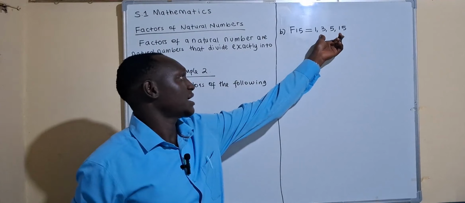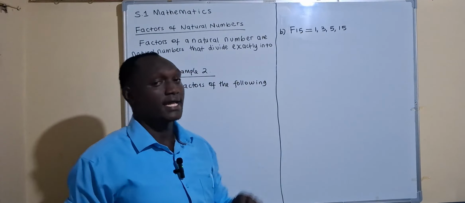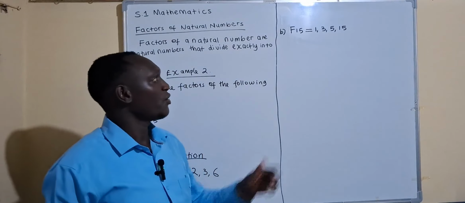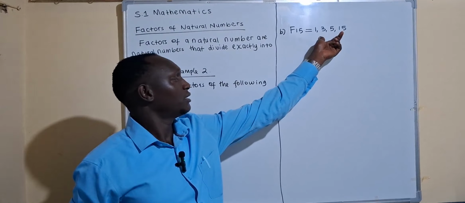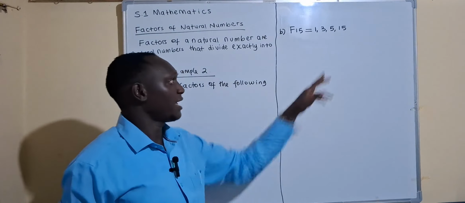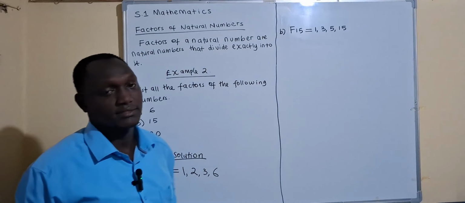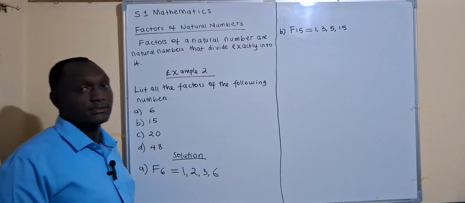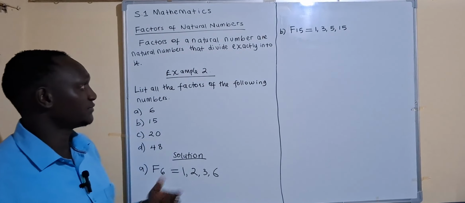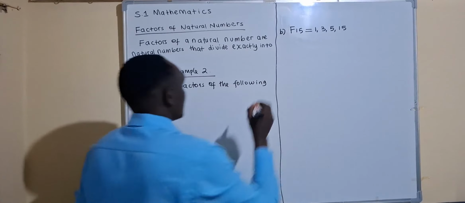These are numbers that can divide 15 and there is no remainder. Or these are numbers that you can add repeatedly. If you add 1 fifteen times, it gives you 15. And if you add 3 five times, it gives you 15. So let's go to part C.